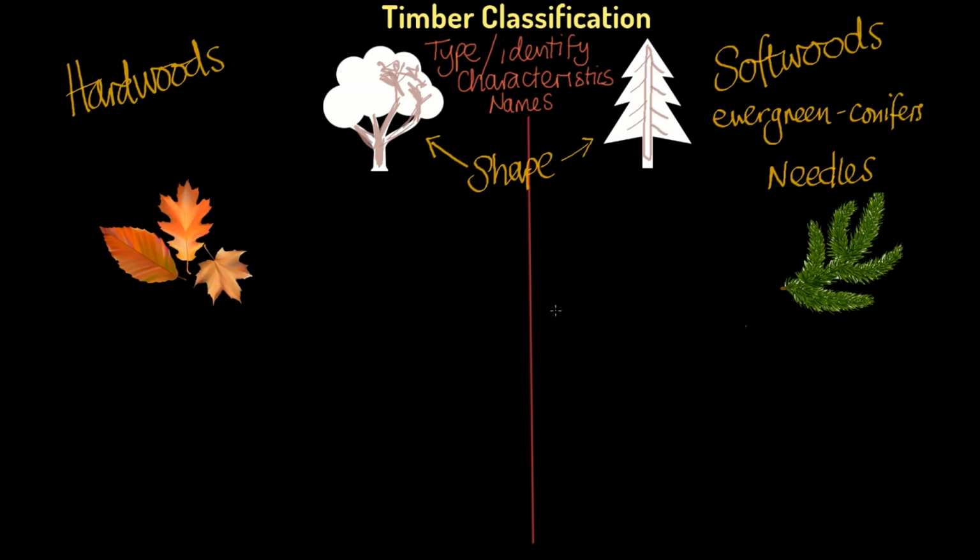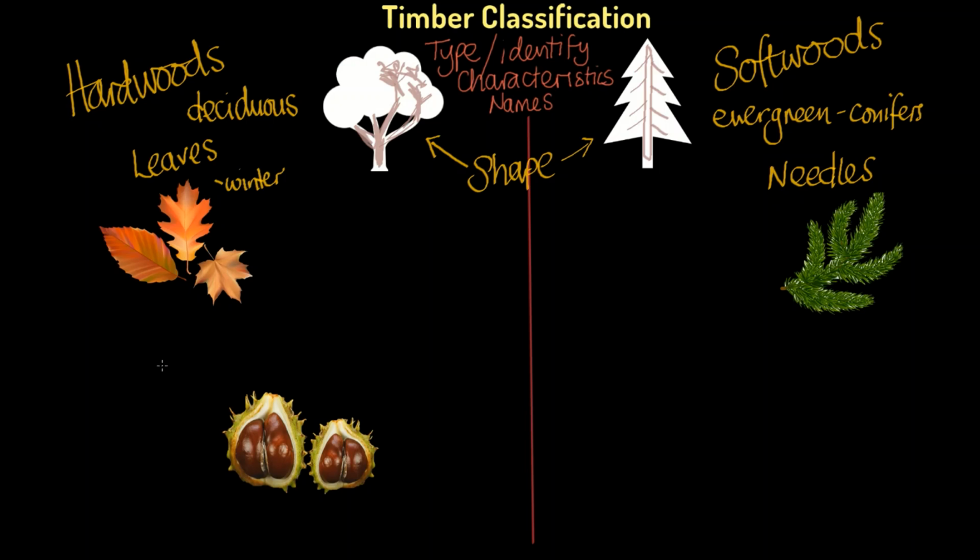Whereas the hardwoods have leaves, and these leaves will fall off in the winter. So in winter, you'll be able to see all the hardwood trees with their bare branches. And we know that these are called deciduous trees. Deciduous trees. And they lose their leaves in winter.